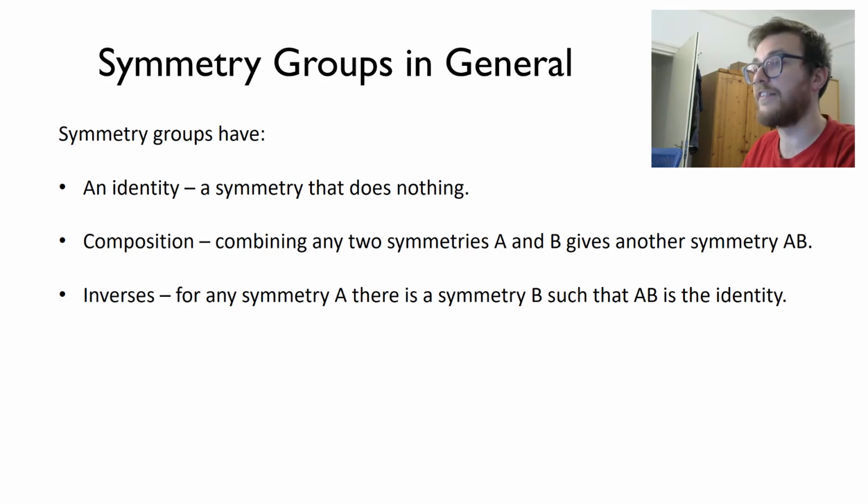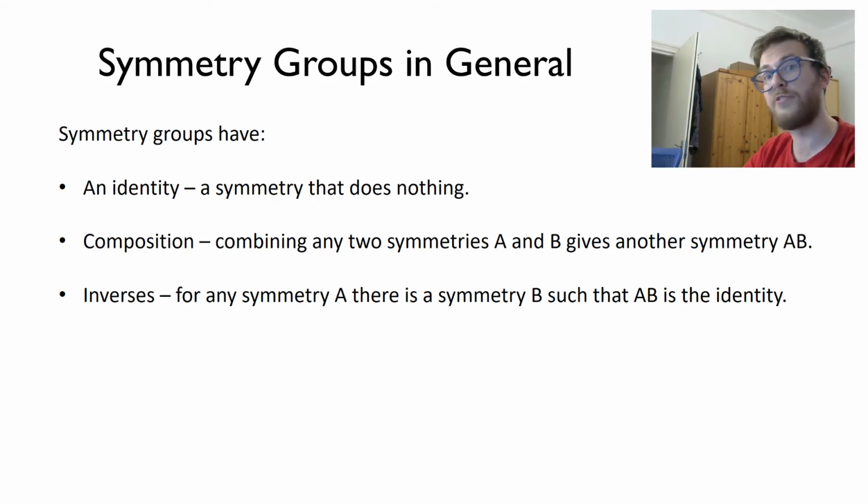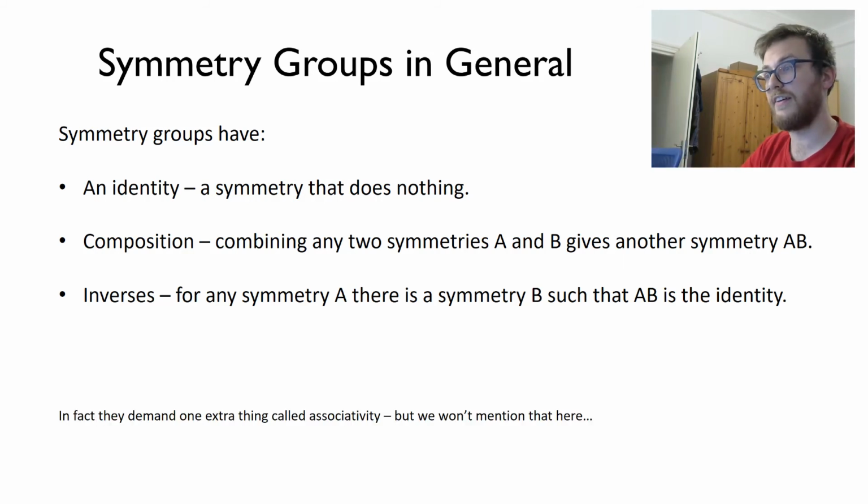Symmetry groups always have inverses, i.e. for every symmetry A, there is a symmetry B such that AB is the identity. Usually mathematicians denote the inverse of A by A to the minus 1, in keeping with the multiplication notation. Mathematicians are very keen on abstraction, and in fact they will tell you that any set which has these three properties is a group, whether it's the symmetry group of a shape or not. For us, however, we will always be working with the symmetries of a specific object or shape.